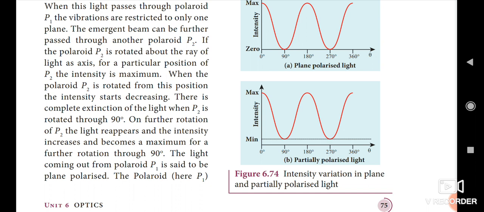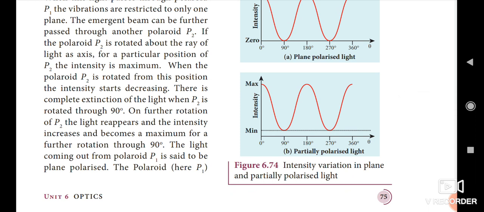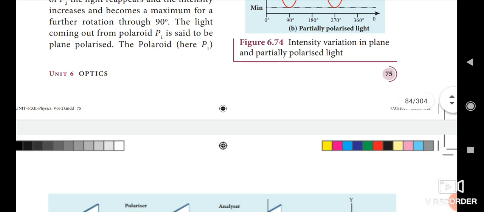The intensity is varied. For plane polarized light the intensity varies from maximum to 0, maximum to 0, but in partially polarized light it is not restricted, it allows partially. So it does not reach the 0, it reaches maximum to minimum and maximum to minimum. Okay, have you all understood?